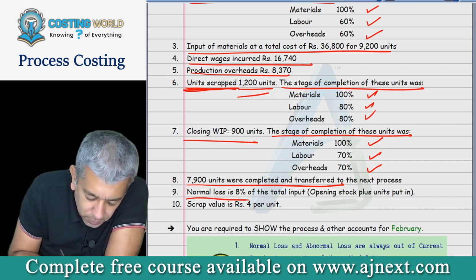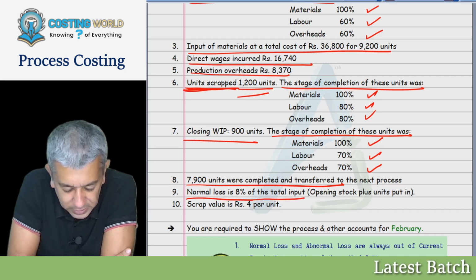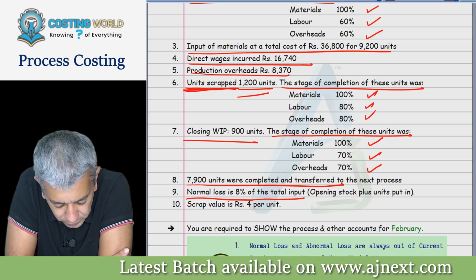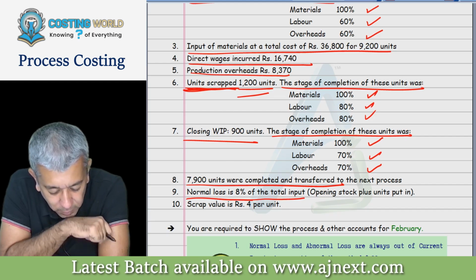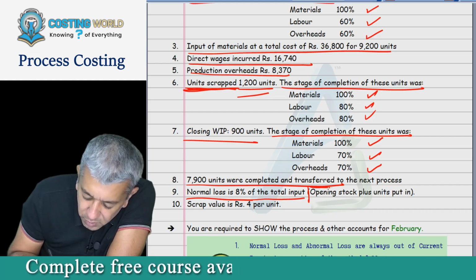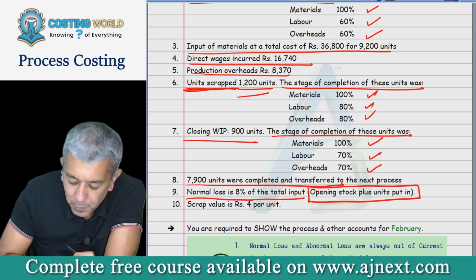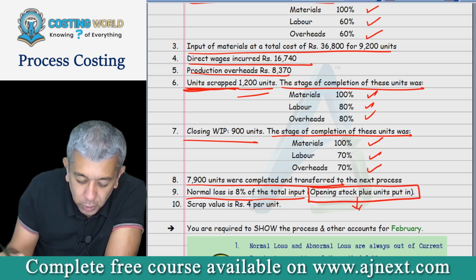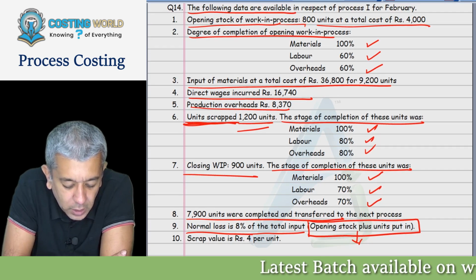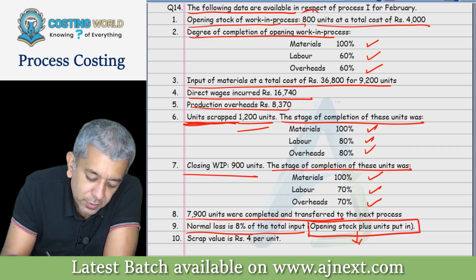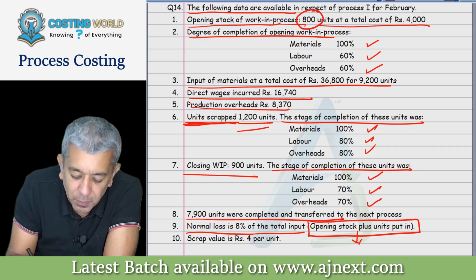Further, normal loss is 8% of total input. Normal loss is 8% of total input. What do you mean by total input? It is given to you: opening stock plus units put in. Now, you see the question above. Tell me, how much was opening stock quantity? 800 units. And how much was input more?